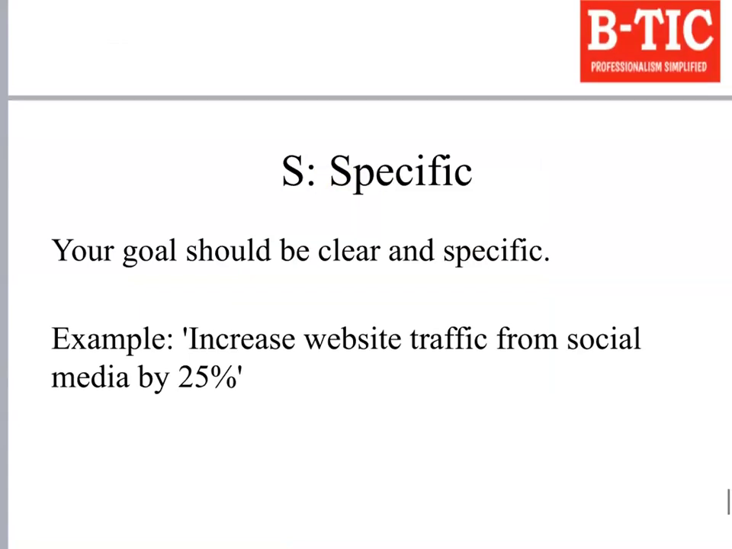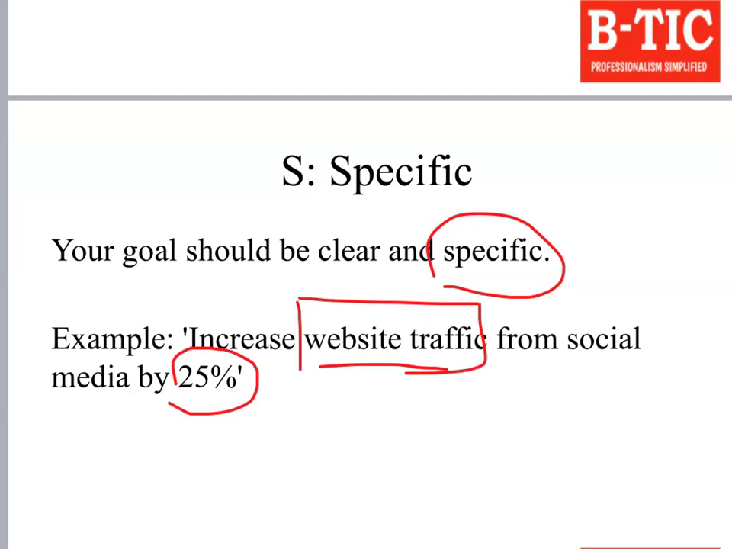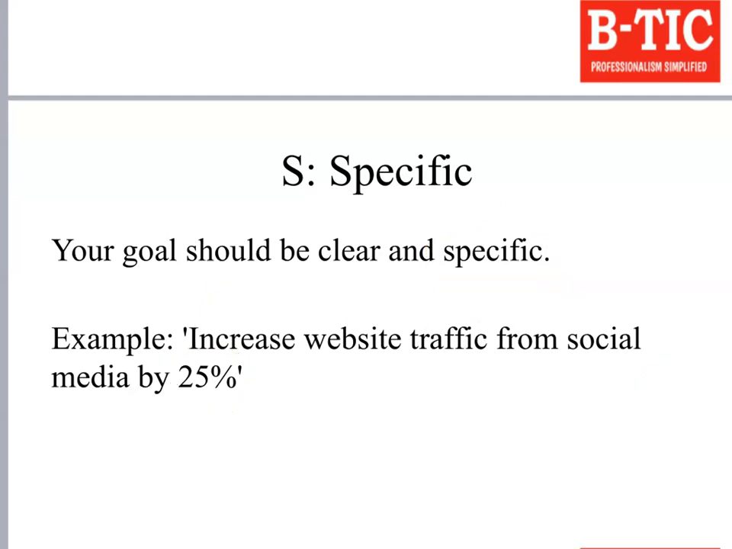For example, when I say specific, okay, you have to give a specific definition of what you want to do. So your goal should be clear and specific. For example, I might increase my website traffic from social media by 25%. Okay, look at that, website traffic, very specific, from social media by 25%. When you say 25%, it is measurable.